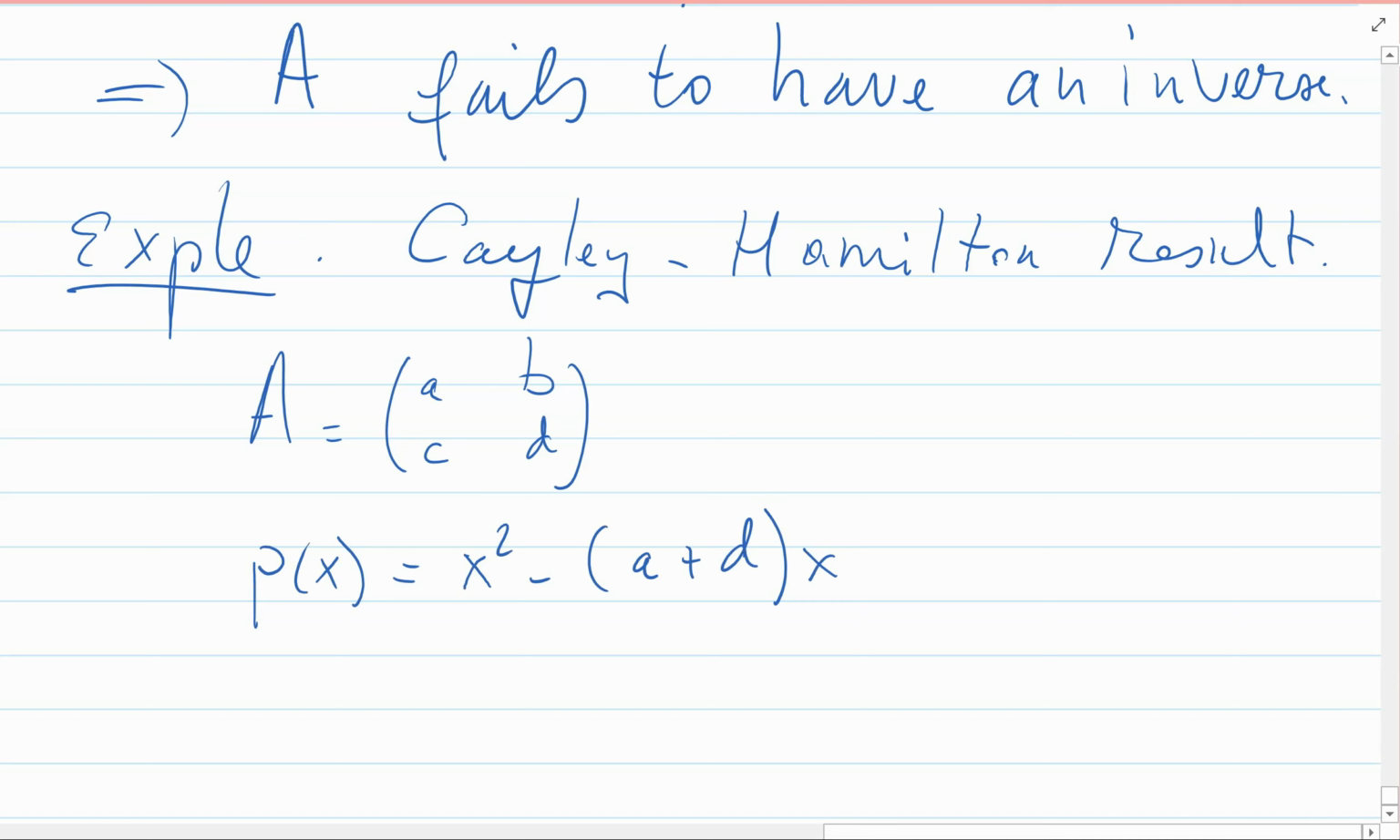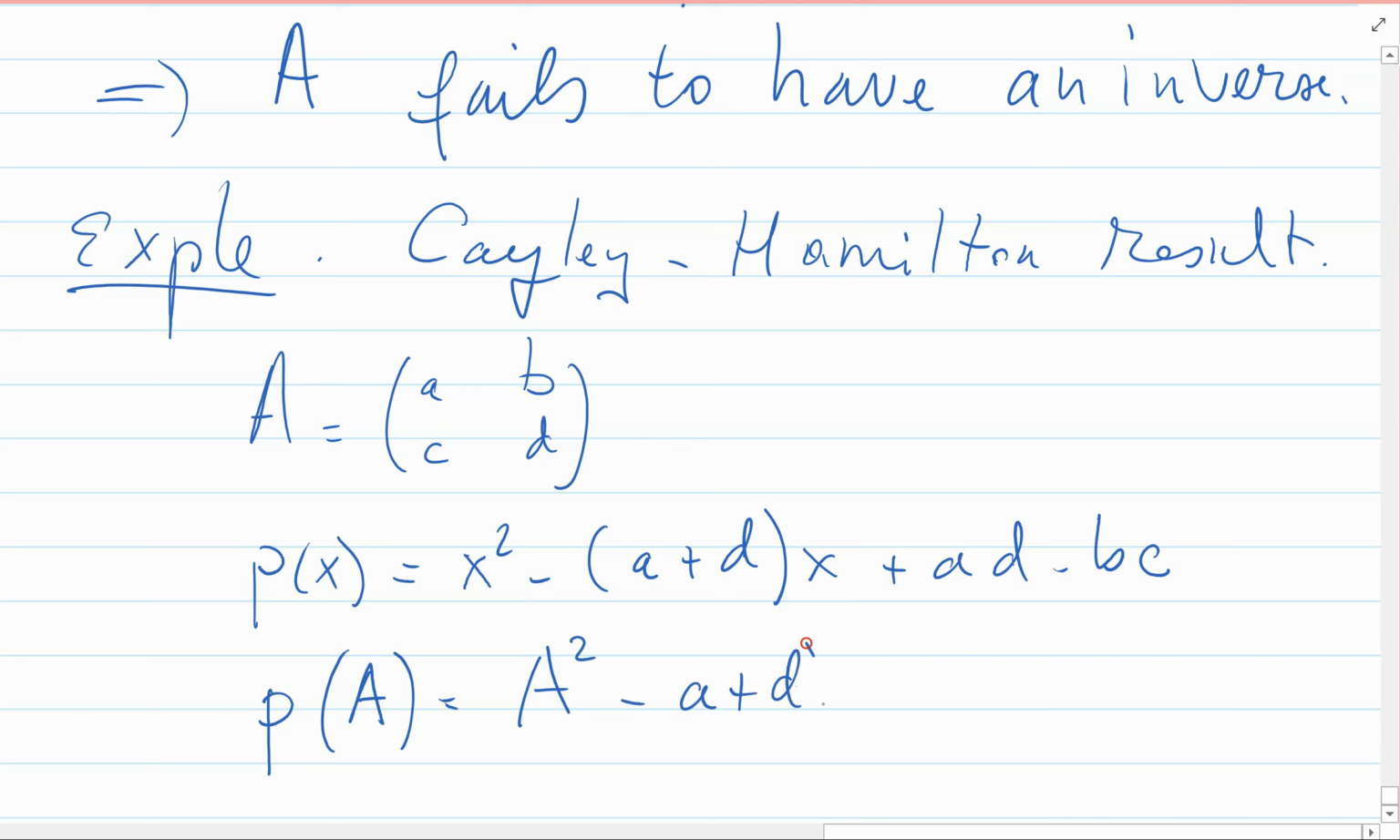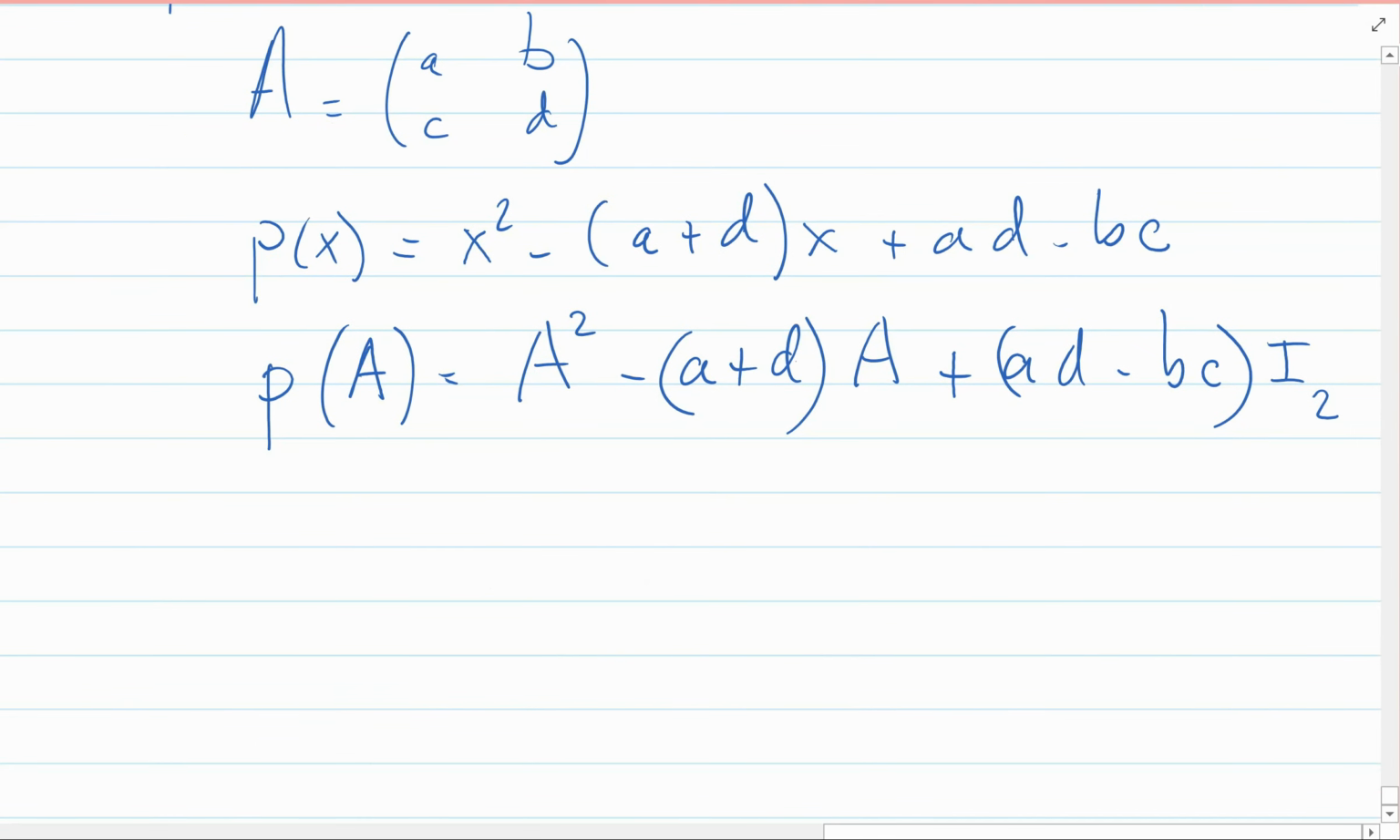And by the way, a plus d is the trace of the matrix A, plus ad minus bc here, which is the determinant of A. And let's look at P of A, which is A squared minus (a plus d) times A plus (ad minus bc) times A to the power 0, which is I2. Okay? So here is a pure algebraic calculation, and I leave it to you to do it, and you will find that in fact P of A is equal to the 0 matrix. So in other words, very interesting.